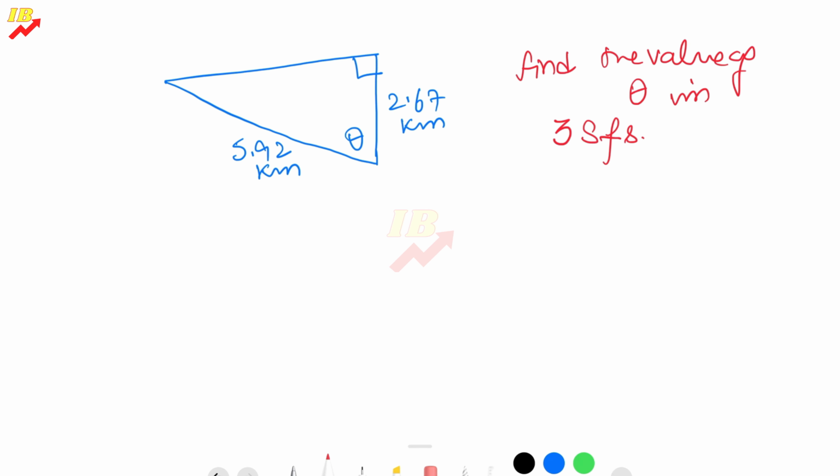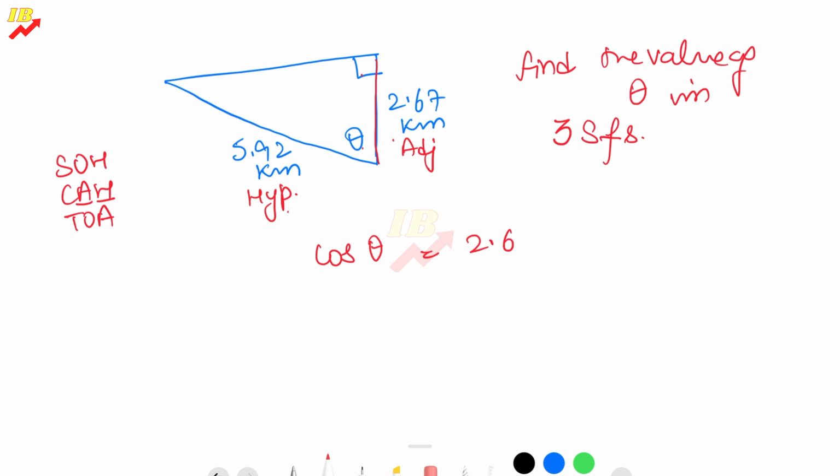So what was the first thing? First step was we need to label this triangle. So opposite to this 90-degree, I can see that this is my hypotenuse and theta is lying on this line, right? That means this is my adjacent, right? Now you are supposed to write the same thing. So CAH TOA. So hypotenuse and adjacent are lying in cos. So we'll use the cos rule here. Cos theta is equal to adjacent, the value is 2.67 over 5.92.